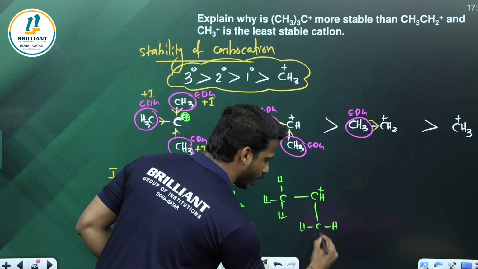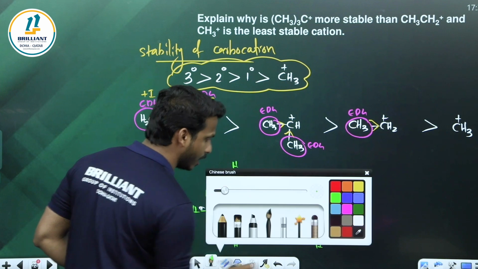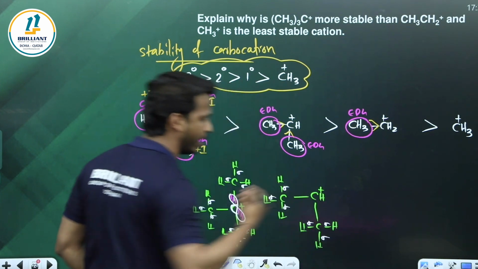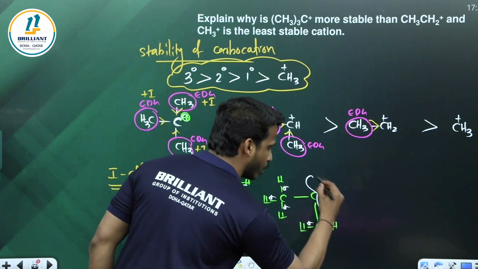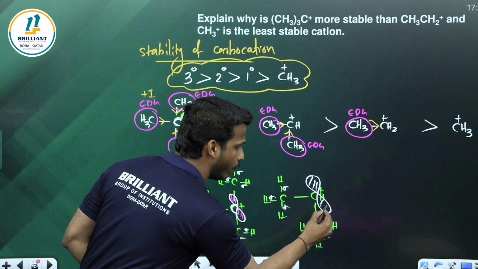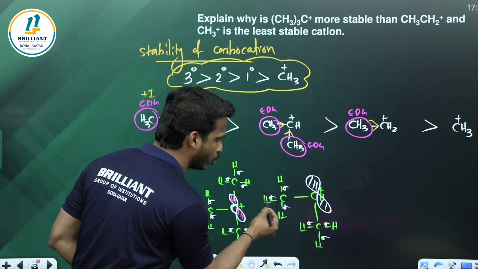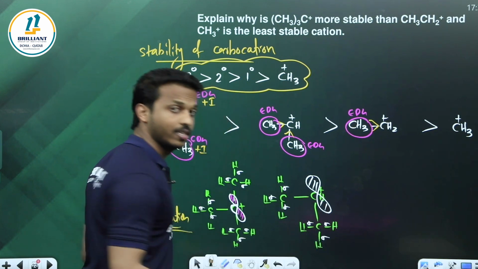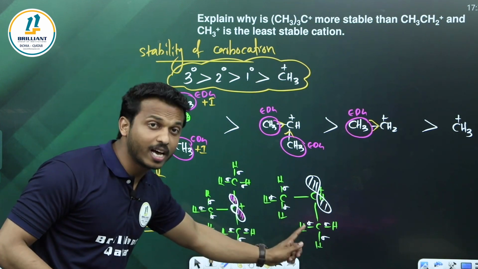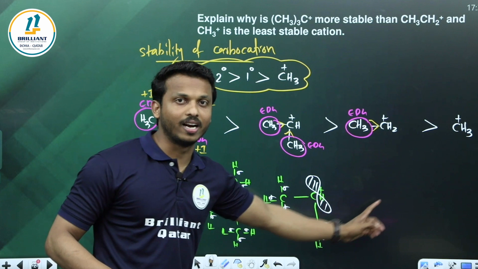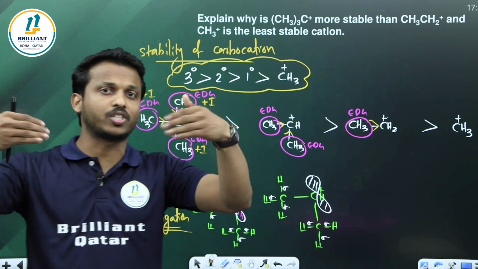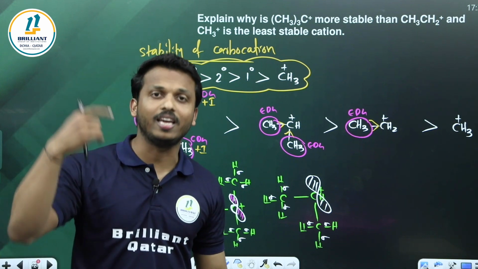This is the secondary carbocation. These are the nearest carbon hydrogen sigma bonds, and the carbocation carries an empty p orbital. So this p orbital can overlap with the adjacent 1, 2, 3, 4, 5, 6. 6 overlappings are possible. What about here? 9. What about here? 6. What about here? 3. Here? None. So as the number of hyperconjugation structures increases, stability increases.